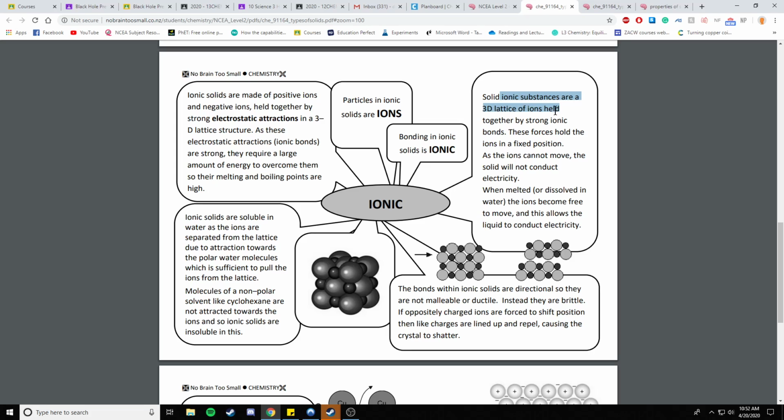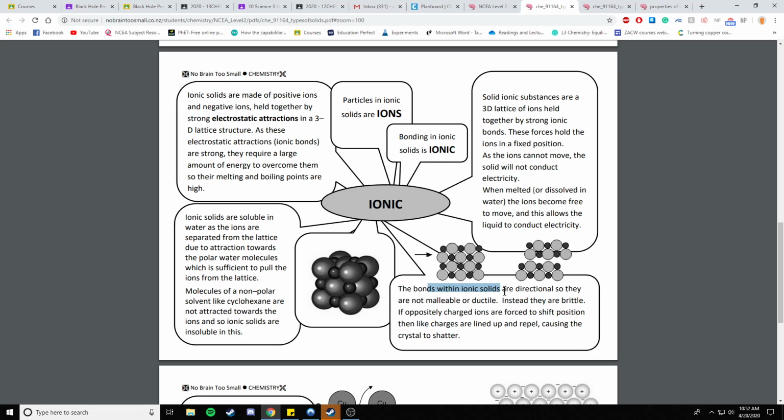Solid ionic substances are made of a 3D lattice, held together by ionic bonds. They're in fixed positions and ions cannot move, so the solid will not conduct electricity. When melted or when dissolved in water, the ions become free to move, and this allows the liquid to conduct electricity. So as a solid, they cannot conduct electricity. When molten or dissolved, they can.